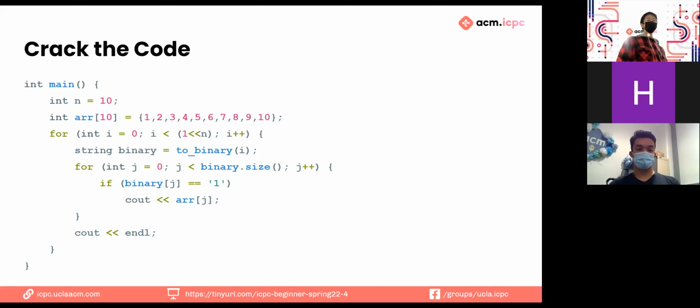So first, we use the function we wrote earlier, toBinary, to convert the integer number i to a binary string. And then we go through the binary string to find all the positions where there's a 1, right? If it's a 1, then we know that we want this element in the subset, so we print it out. If it's a 0, we skip it. And finally, after printing each subset, I want to enter a new line. So that's what the cout endl is.